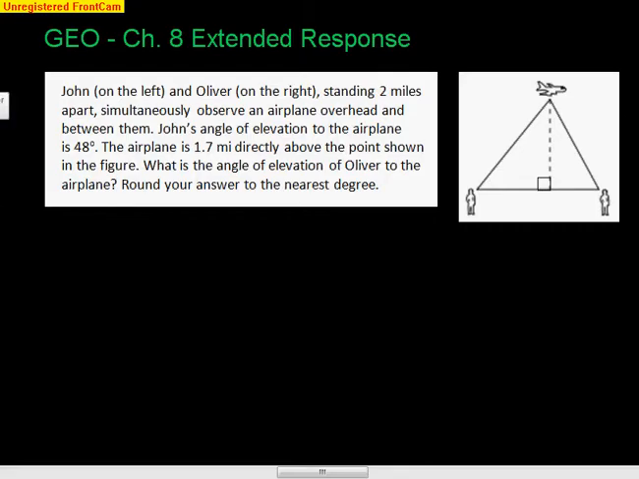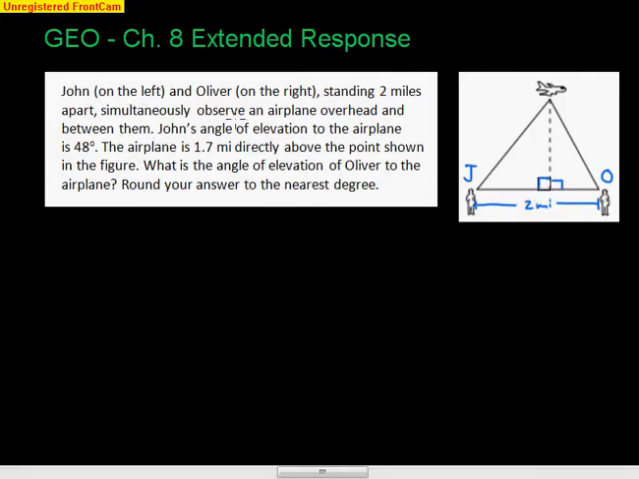Okay, so here's what we know. This is John and this is Oliver. They are 2 miles apart, so this distance is 2 miles. One thing to note right away is that this distance is not a part of a right triangle. This is a right angle here, and this is a right angle here. So there are two right triangles, but this 2 miles spans across both of them, so keep that in mind.